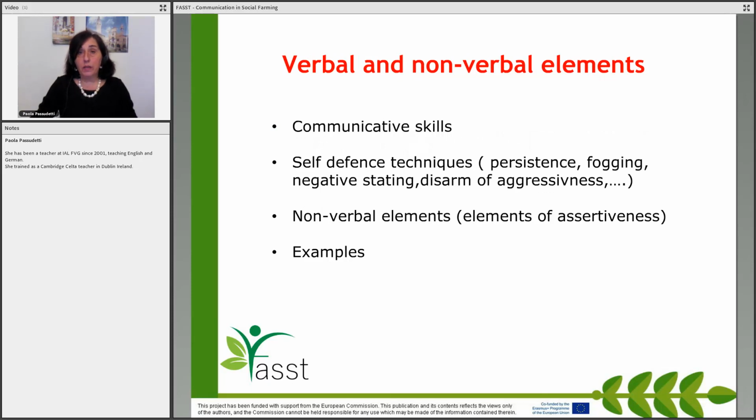There are verbal and non-verbal elements in communication. Communicative skills, we mentioned some. The spoken word, the written word, we should be able to master them. We should use all our self-defense techniques like persistence, fogging, negative stating, and disarm of aggressiveness. And there are also non-verbal elements of assertiveness. Let's look at some examples.